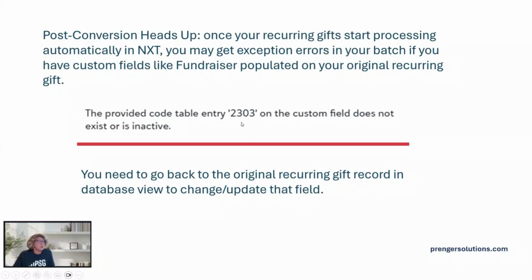But here's a little post-conversion heads up. Once your recurring gifts start processing automatically in NXT, you might get exception errors in your batch if you have custom fields like fundraiser populated on your original recurring gift. You'll get an exception error in your batch. It'll say something possibly like this. What you need to do is go back to the original recurring gift record in database view to change and update that field. And then once you've done that, you should be able to go back to the batch in NXT and finalize and approve the batch.